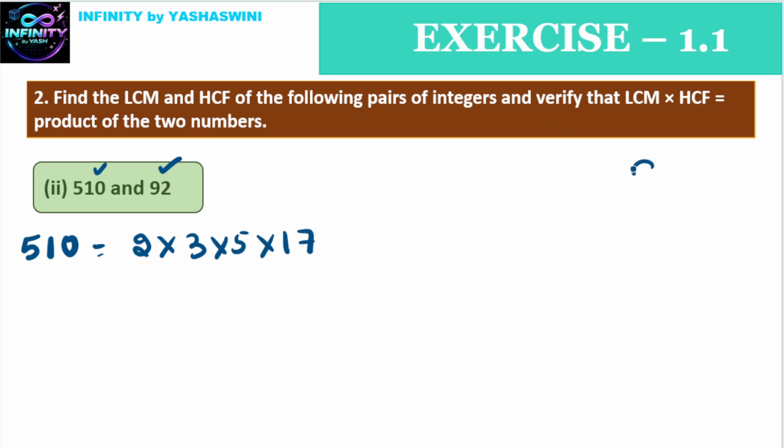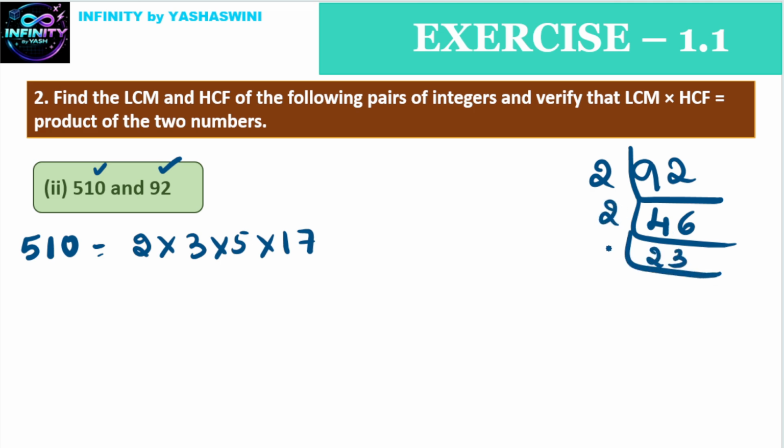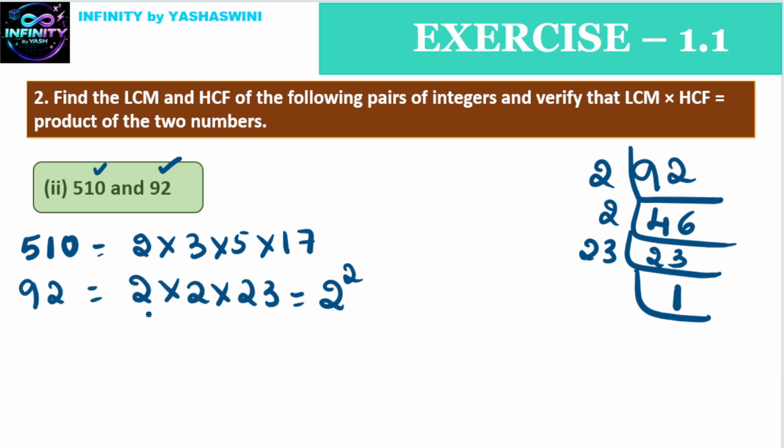Now let us express 92. 92 is divisible by 2. 2 4 time, 2 6 time, again from 2, 2 2 time, 2 3 time. Now 23 is a prime number, further we cannot divide, so 23 one time. Till you get 1, you have to divide it. Then 92 can be expressed as 2 times 2 into 23. Now we can express this as powers. 2 comes 2 times, so 2 to the power 2 into 23.